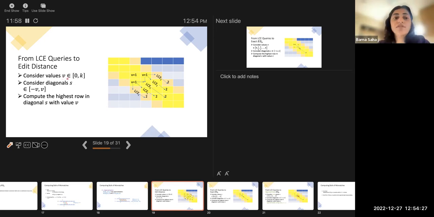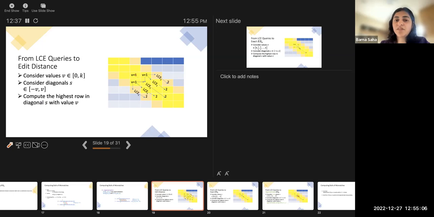You consider values of normal edit distance bounded by threshold k. So here you are considering values between 0 and k in your dynamic programming table. You are considering diagonals from minus v to v. Why? Because the value v can only appear in diagonals from minus v to v, and if you consider diagonals beyond that, the starting values in those diagonals will be higher than v. So you just need to look at diagonals from minus v to v. And for each diagonal in that range, you compute the highest row with that particular value v.